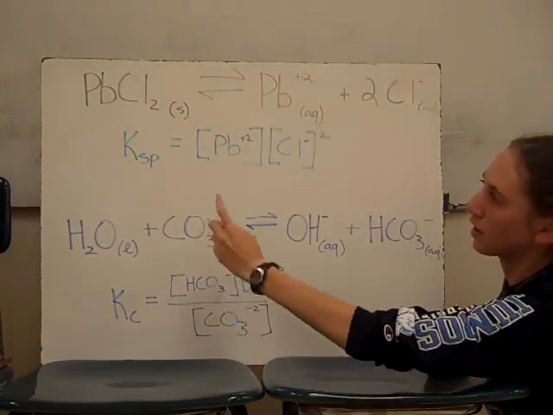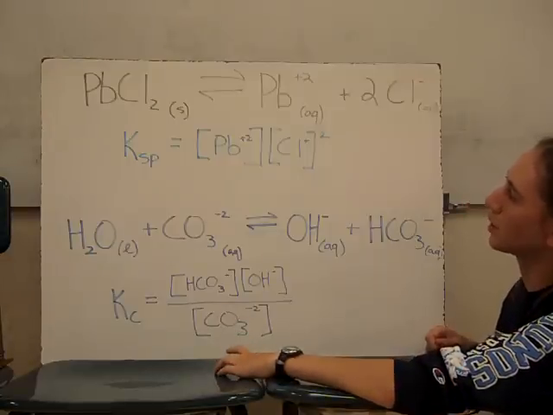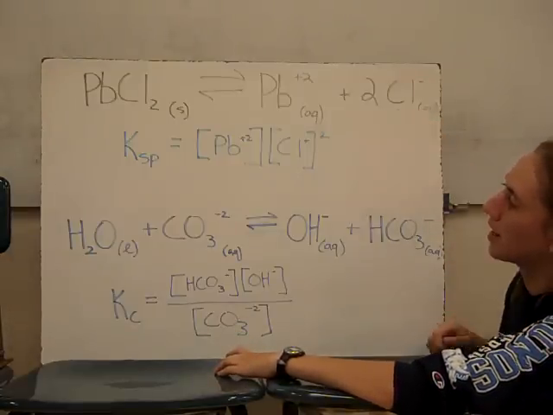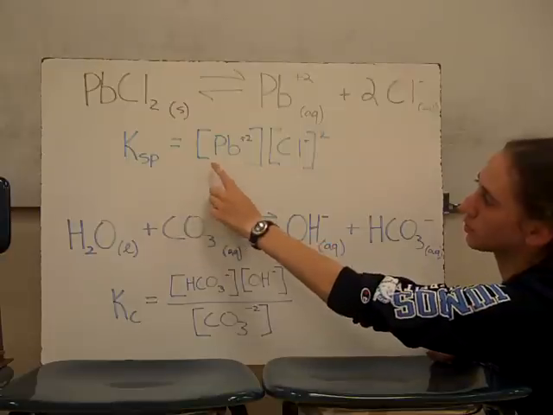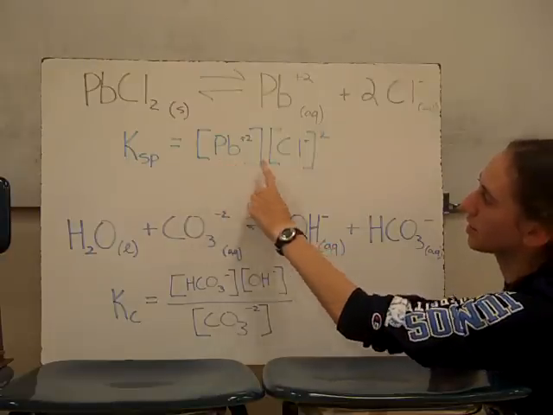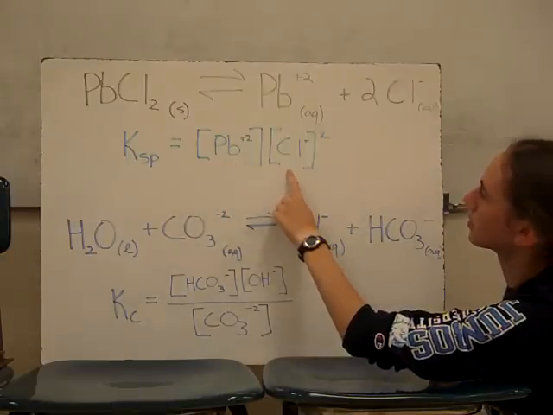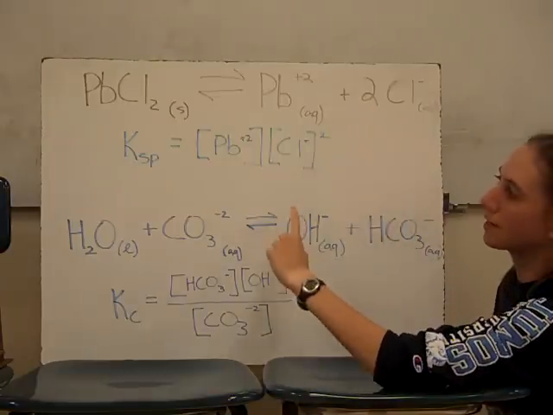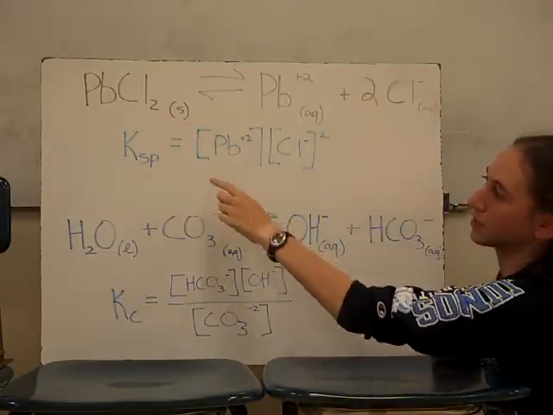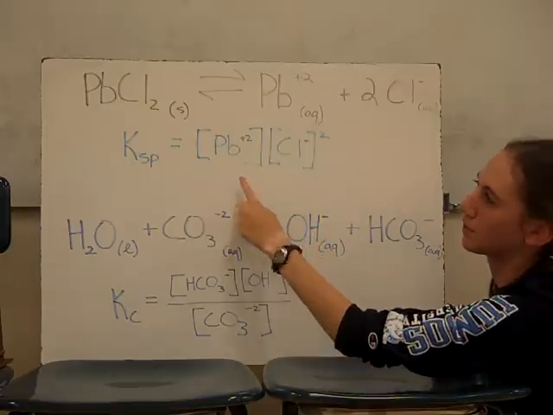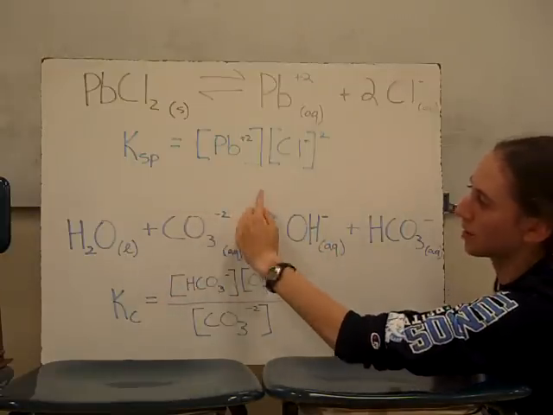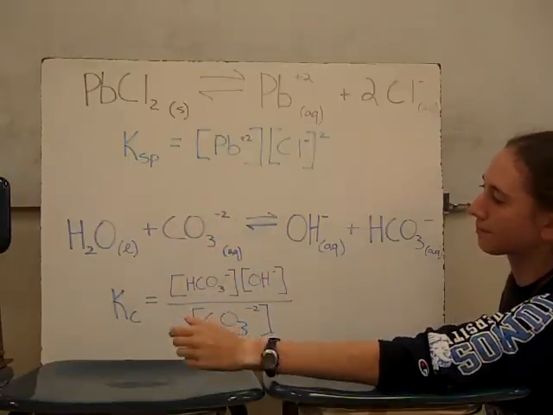In this one, you have solid lead chloride in equilibrium with aqueous lead ions and aqueous chloride ions. Here, Ksp is equal to the concentration of lead ions times the concentration of chloride ions raised to the second power because the coefficient is 2. Lead chloride in solid form does not appear in the equilibrium expression because it's a solid and is assumed to be 1. So if you had this over 1, it would equal the exact same thing.